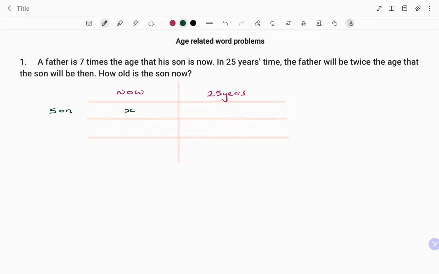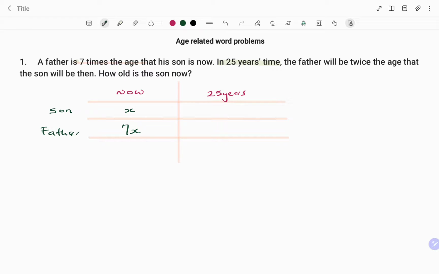The father, we've been told from the question, is 7 times the age of the son. So therefore the father, I'm going to label that as the father, is 7 times the age of the son. Remember, the age of the son is X, so the father will be 7 times X. The next statement says, in 25 years' time. That's a future date.